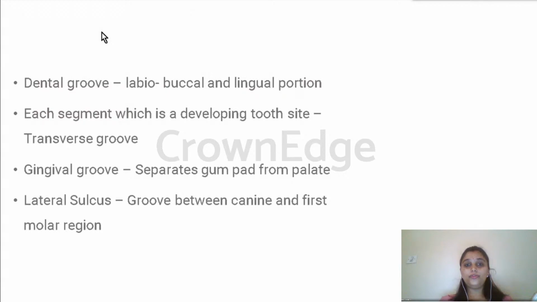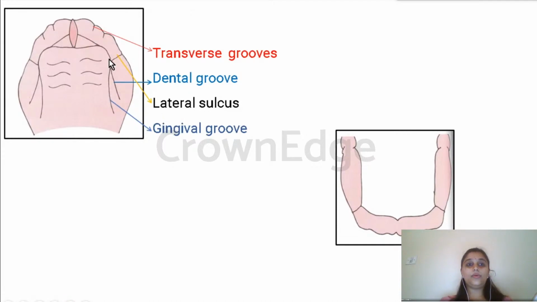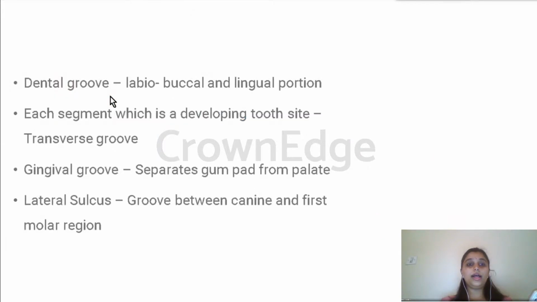Now, the gingival groove is what separates the gum pad from the palate. Okay, so this is the one. You need to have a definitive demarcation between the gum pad and the palate, right? Because everything is pink and firm there. So that is your gingival groove. Okay, and the lateral sulcus, like I mentioned before, is the space or the groove between the primary canine and your first molar region. Okay, I hope this is clear to all of you. So instead of having multiple questions, I have just put them as one single picture so we can discuss everything together. Okay. So moving on.